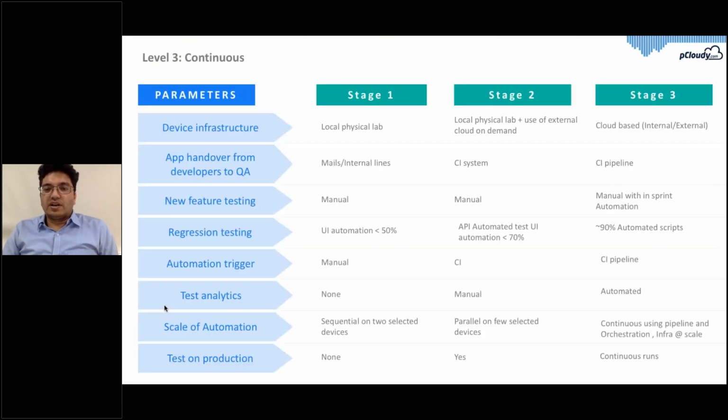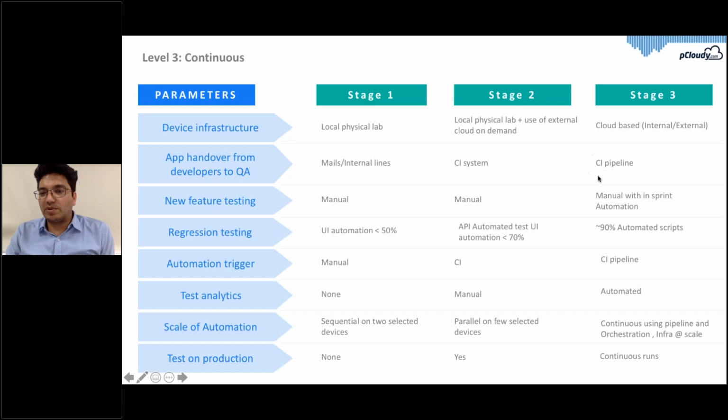So now here we are at level 3, which is the 2020 strategy that I've been talking about. I'm calling it continuous. We talked about the beginning stage, midway, and this is the third one, which is the continuous testing approach. That cannot happen unless we have the right parameters in place. For example, device infrastructure has to be cloud-based. It can't be a physical lab if you're looking at automation at scale. It could be internal, it could be external, but it has to be cloud-based for all kinds of testing.